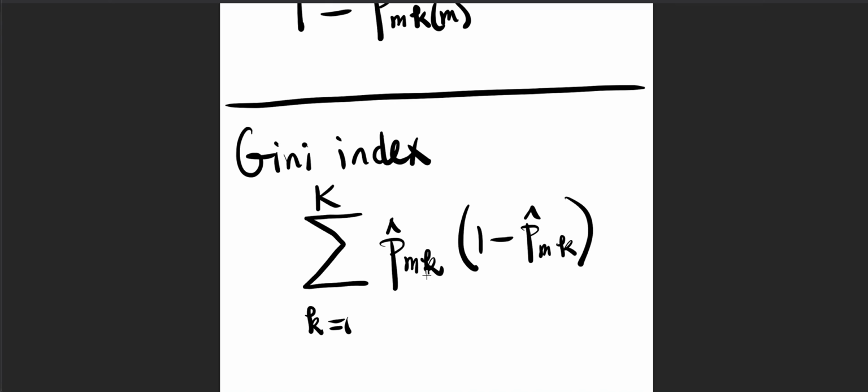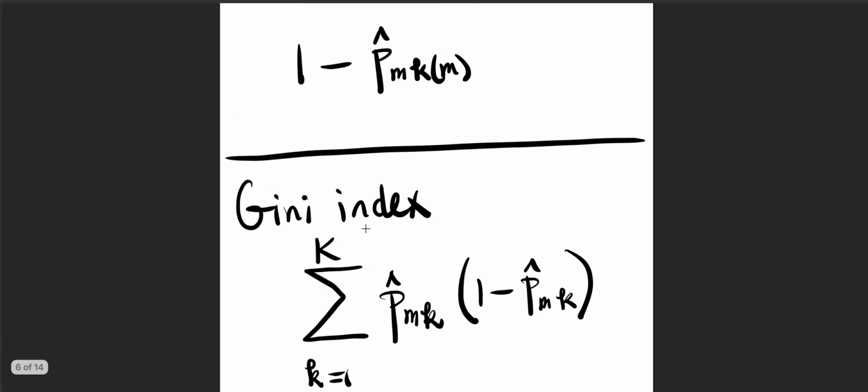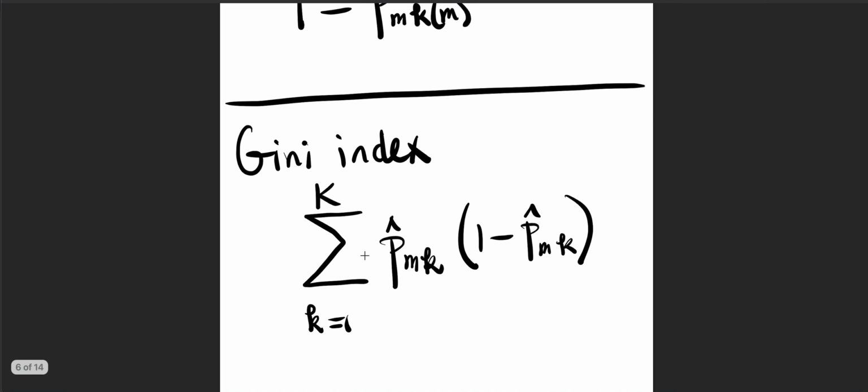Essentially, the Gini index is smallest when the p hat mk's are close to 1 or 0. Again, it's about peakedness. Instead of looking at only the maximum, it sums over all the classes. If most of the p hats are close to 0, this quantity will be 0. And if one of them is close to 1, this will also be 0. So if it's peaked, the Gini index is low, so the cost is low. But if these probabilities are close to each other and away from 1 or 0, then this becomes larger. So this is also the variance. Remember, p times 1 minus p, it's the variability.